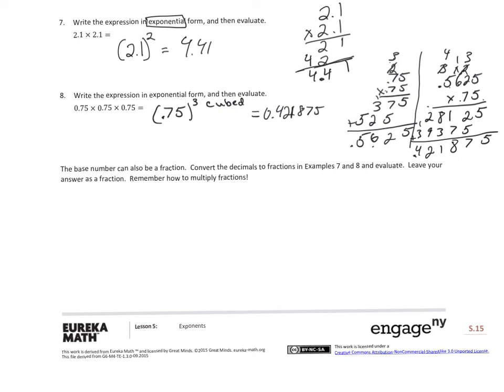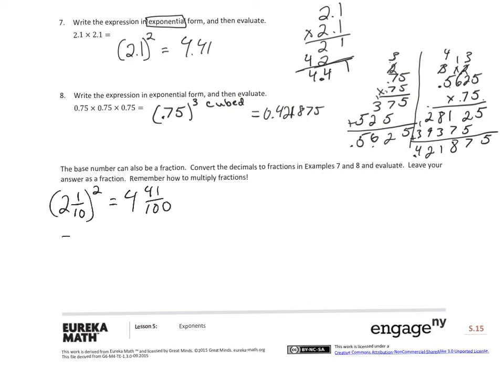The next question says the base number can also be a fraction. Convert the decimals to fractions and then evaluate and leave your answer as a fraction. So let's look at number 7. 2 and 1/10 is actually written like this. And then it's written with an exponent. The answer becomes 4 and 41/100ths. You're simply turning the decimals into fractions.